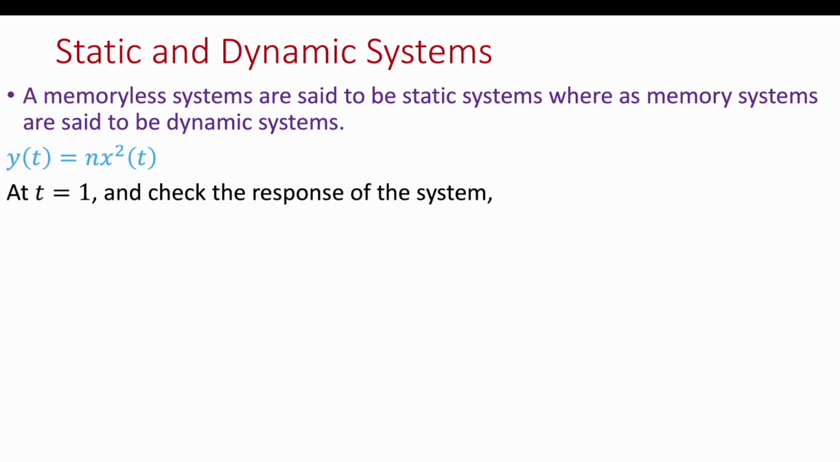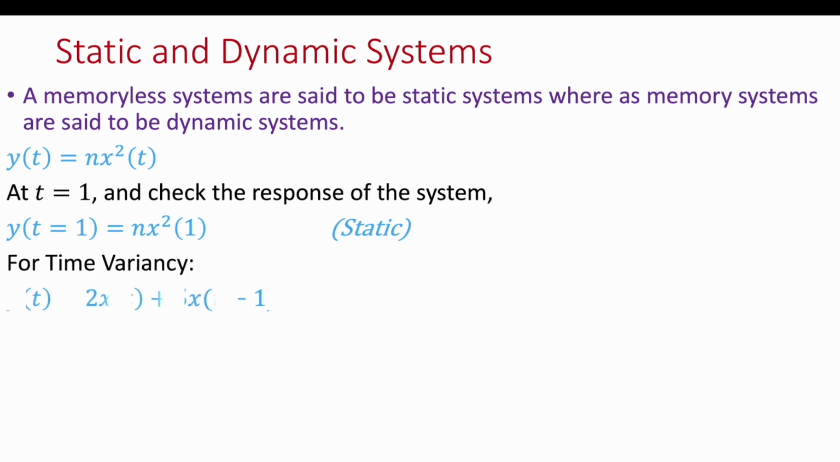and you want to check whether the system is static or dynamic, suppose you check the response of the system at t is equal to 1, and you see that y of 1 is equal to x square of 1. So this shows that the system depends only on the present state. That is why you can say that the system is a static system.